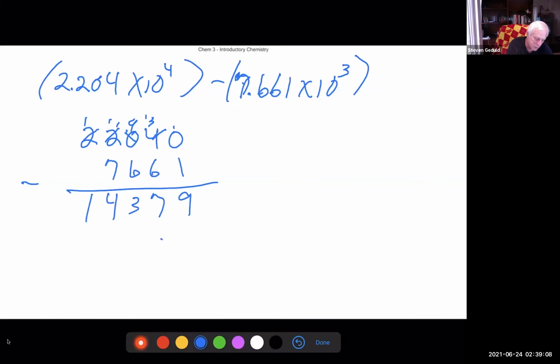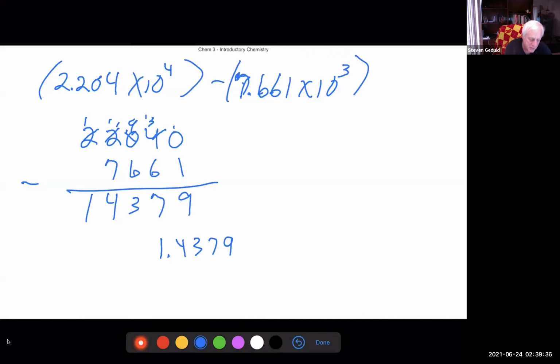So it becomes 14,379 because we're good to in front of the decimal point because of this number right here. Or wait a minute, or we get to this one, 2204. We're only good to this point here. Okay. Sorry about that. Let me explain that a little bit differently here. I didn't look at that right.